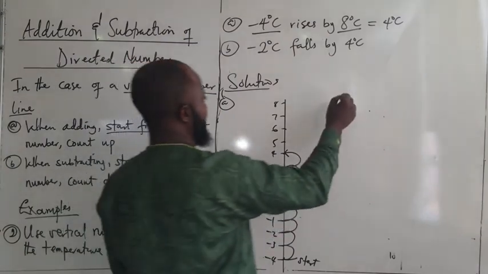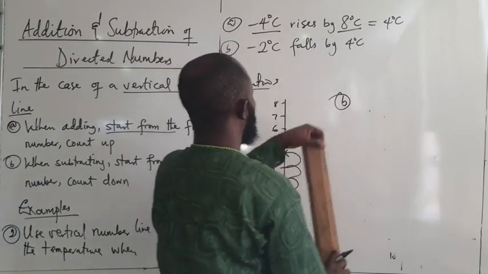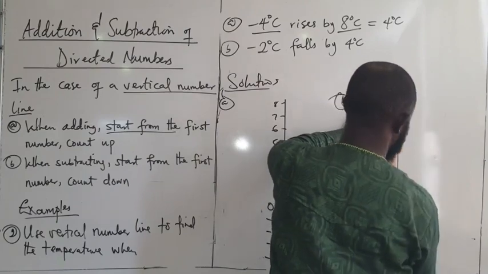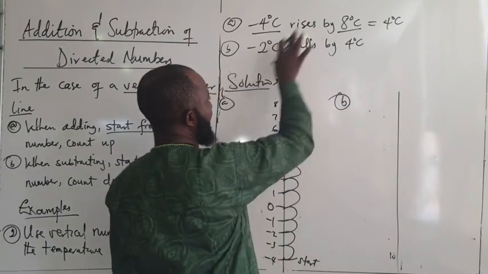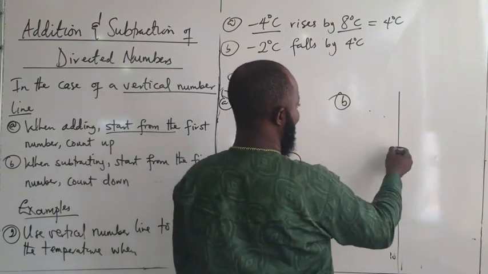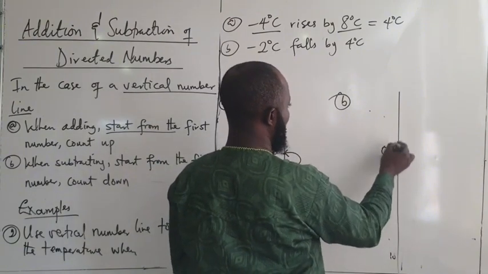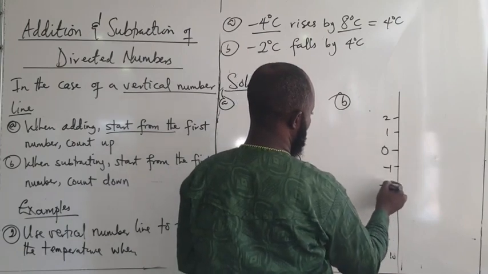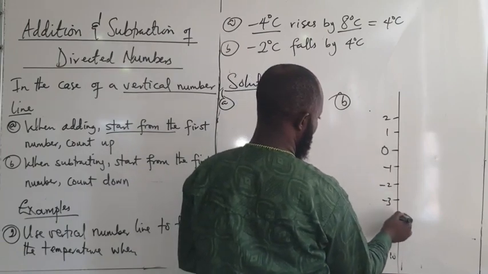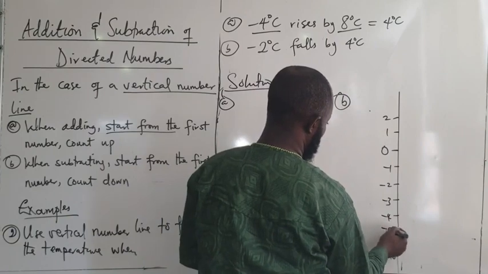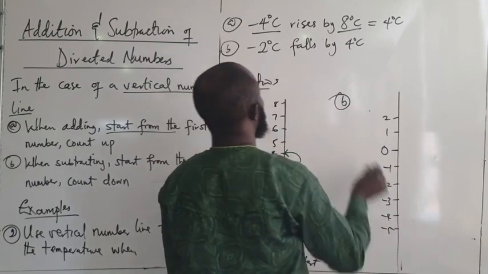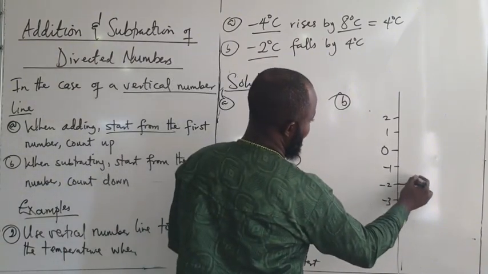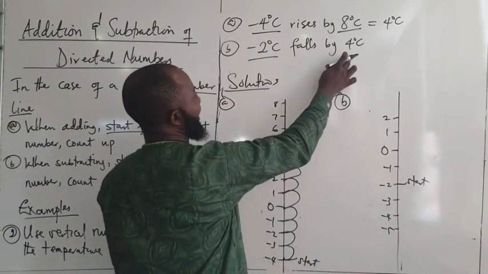So for the second part, which is B here, from here you can see it's negative. It's falling, we are going down. Which means we have more negative numbers here. So this is 0, we have 1, we have 2. So minus 1, minus 2, minus 3, minus 4. Let's stop at this one, right? So we start from the first number, which is what? Minus 2. So we start. Then we count how many down?